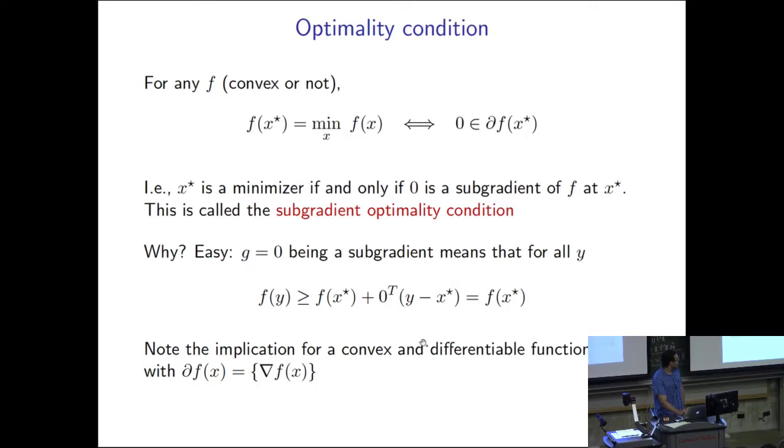So the implication for a convex and differentiable function is something you are familiar with from previous courses: to minimize a convex and differentiable function, I can just take its gradient and set it equal to 0, because that is the only subgradient. So it just generalizes what you knew before. Now we can check whether 0 is in the subdifferential of our function.